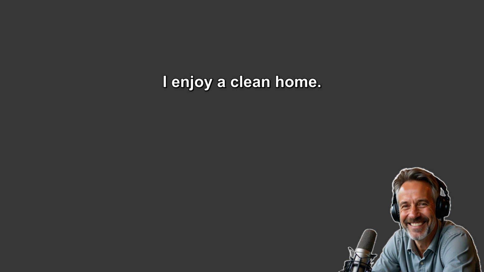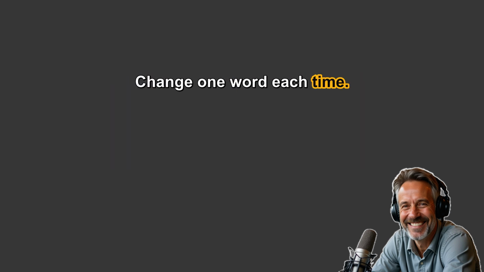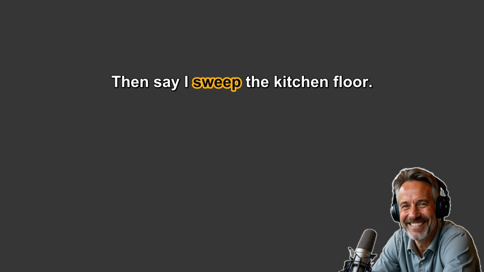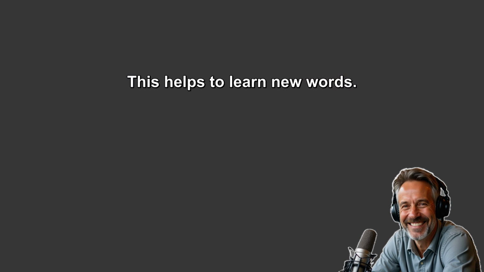Now some tips for practice. Speak slowly. Use short sentences. Repeat often. Record your voice. Listen to yourself. Try to say the same sentence 3 times. Change one word each time. For example, say I sweep the floor. Then say I sweep the kitchen floor. Then say I sweep the living room floor. This helps to learn new words.